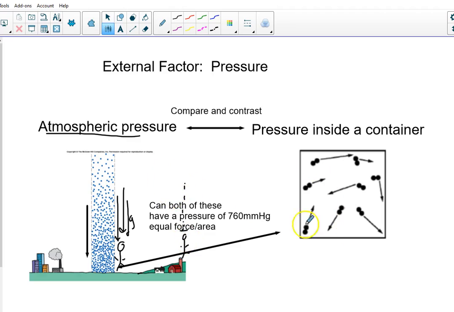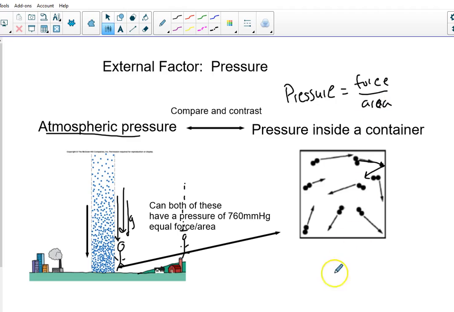We also have pressure inside a container. Pressure inside a container is produced differently. It's produced basically by impacts of particles off the inside container wall. Keep in mind that the actual physics is that pressure equals the force applied per area.